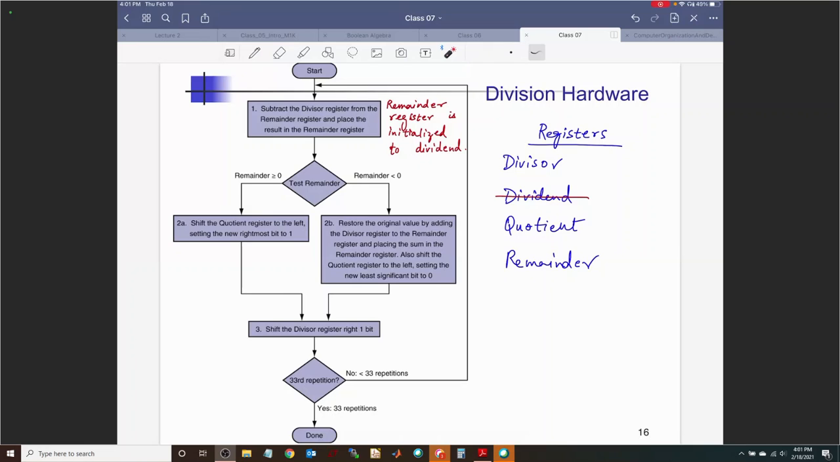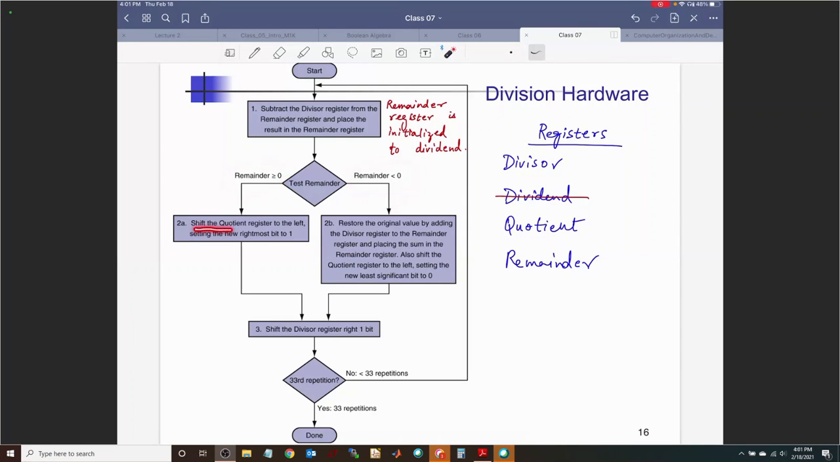All right, so subtract the divisor irrespective of how they compare. You simply subtract the divisor register from the remainder register and the answer should be placed in the remainder register. Earlier we were doing addition, now we are doing subtraction. All right, once you subtract, you look at the remainder. The remainder, depending on how they compare, could be greater than or equal to 0 or it could be less than 0. We said if it is less than 0, we need to do the restoring. If it is greater than 0, what do you do?